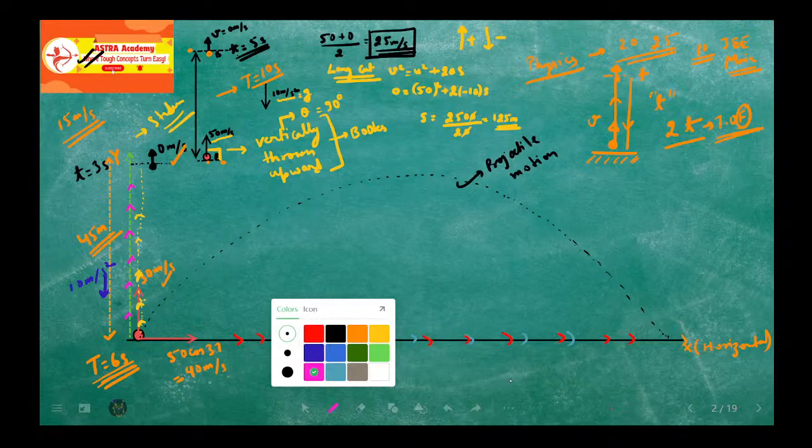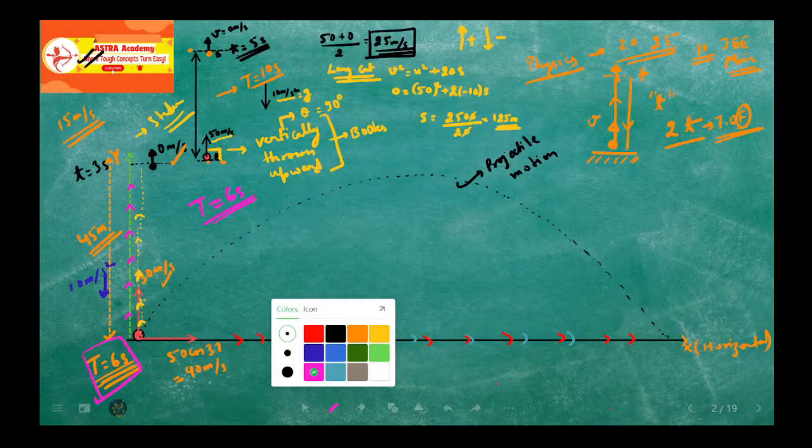Now you listen carefully. If somebody asks me what is time of flight, I will say 6 seconds. But sir, time of flight 6 seconds used to be the time of flight of this vertical part only, na? How can you say that the time of flight of this projectile motion is also 6 seconds?